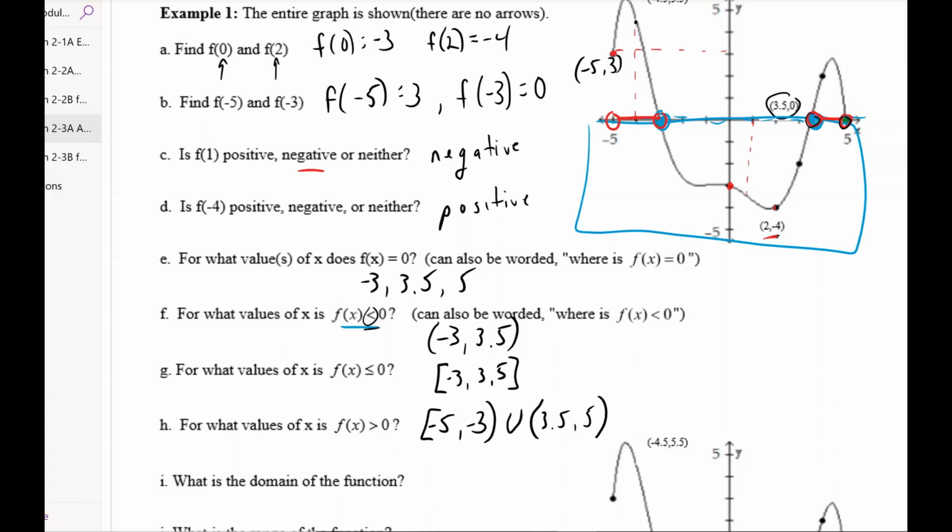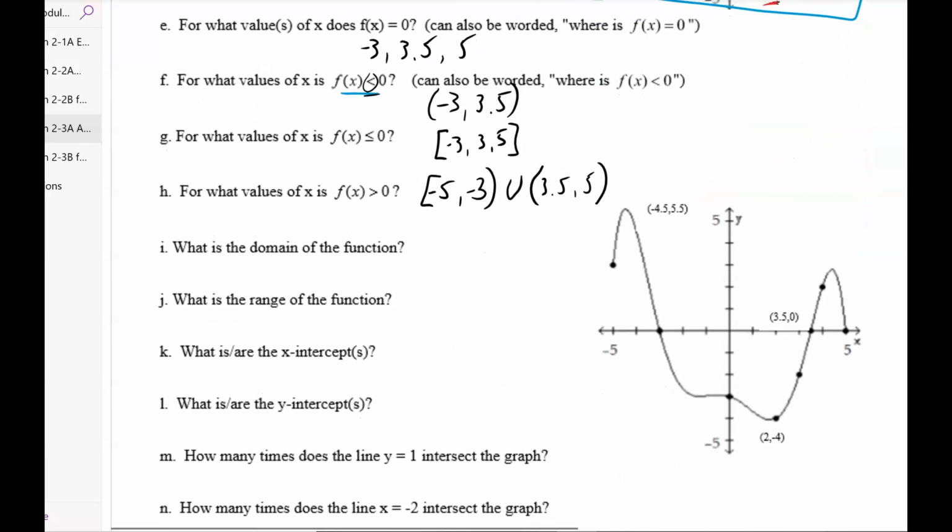Okay. Now, for the domain of the function, we're looking at the same exact diagram here just to get a fresh, clean diagram. The domain of the function just goes from -5 to 5. There's a point at -5. There's a point at x equals 5.